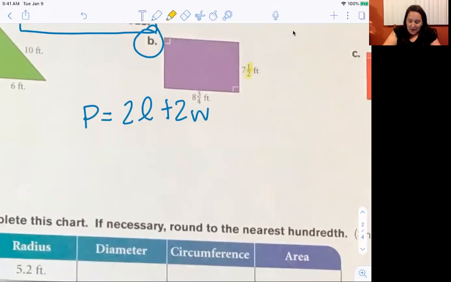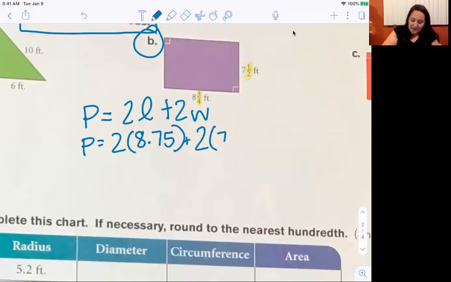Now, when we're doing these, if it is a fraction that is easily changed into a decimal, I like to change the fraction into a decimal. I just believe that it's easier to multiply. Totally up to you. You can choose either way. I'm going to be changing the fraction to a decimal. So P equals 2 times my length, which is 8.75, because 8 3/4 is 8.75, plus 2 times 7.5, which is my width. Okay, so let's work it out.